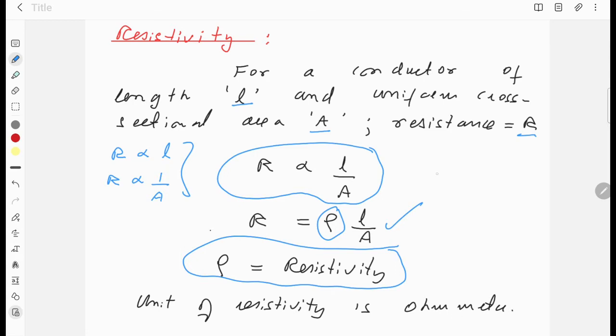You can also separate rho. It will be RA over L. The unit of resistivity is ohm meter.